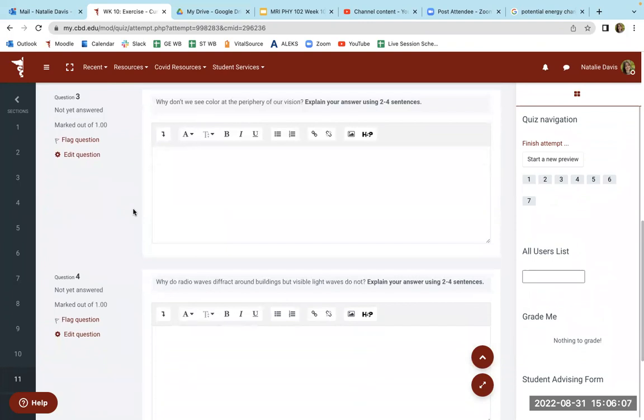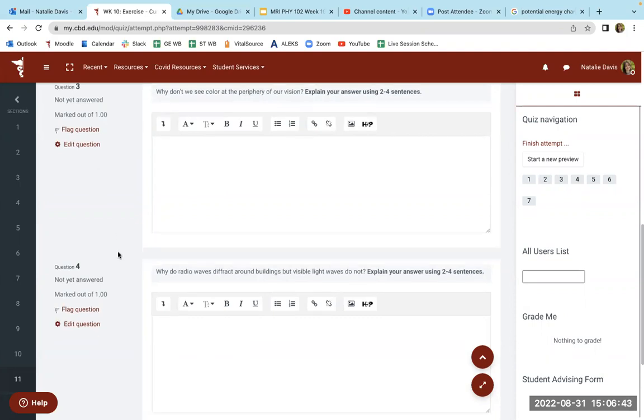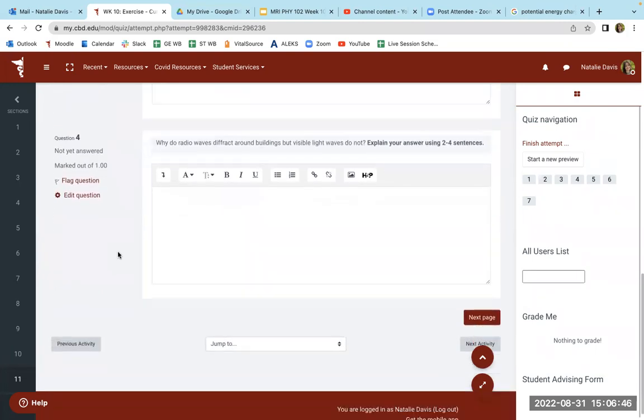Why don't we see color at the periphery of our vision? Remember rods and cones. Okay, so rods, remember, pick up light intensity. That's what we're using mostly at nighttime. We can see whether something's light or dark, but it's harder to see color because our rods are firing. Whereas our cones, remember, our cones are the little things in our eyes that see color. So do you think that there are more rods or cones in the periphery of our vision? That should help you there.